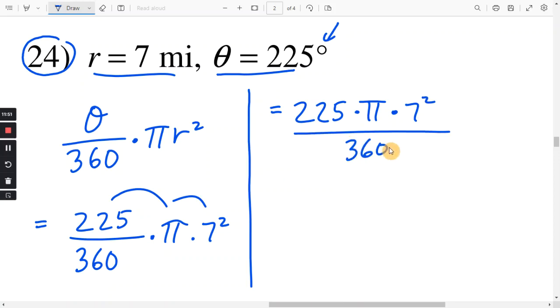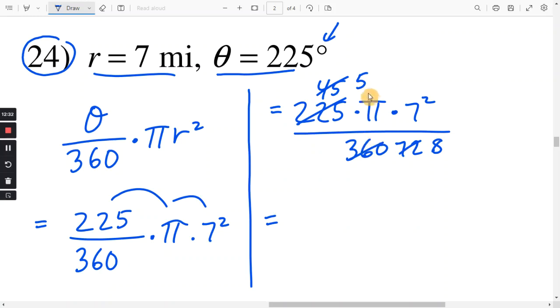All right, it's a little bit of work here, but 225 and 360 are both divisible by 5. So divided by 5, right here, I get 45. And 360 divided by 5, I get 72. All right, 45 and 72 are both divisible by 9. 45 divided by 9 is 5, and 72 divided by 9 is 8. I don't think there's anything else we can do, but let's find out.